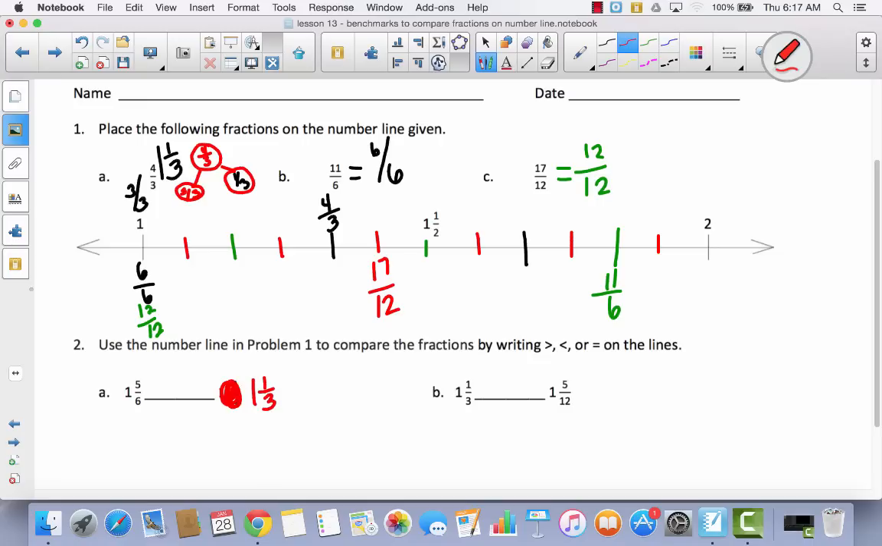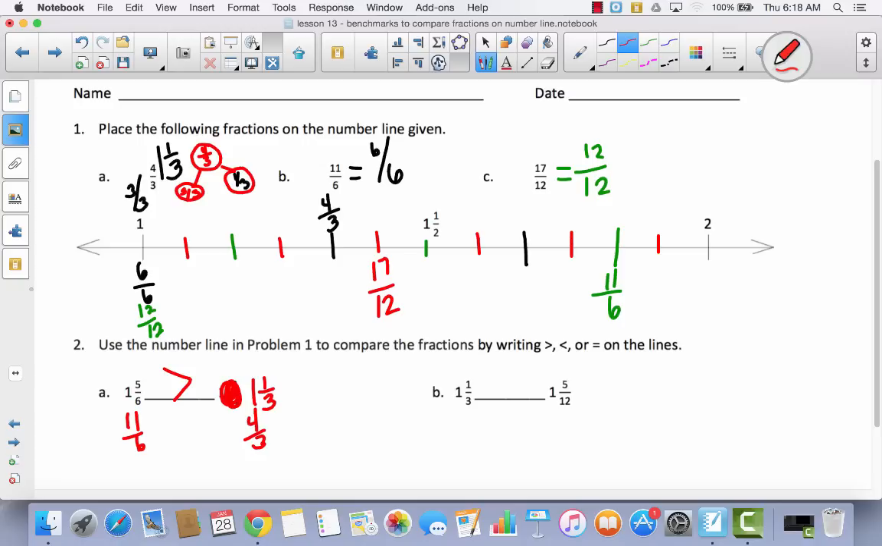Okay? All right, so we're going to compare 1 and 5/6 to 1 and 1/3. So remember 1 and 5/6 is the same thing as 11/6, and 1 and 1/3 is the same thing as 4/3. So let's take a look at our number line. Here's 4/3, and here's 11/6. So as you can tell by the number line, 11/6 is greater than 4/3.